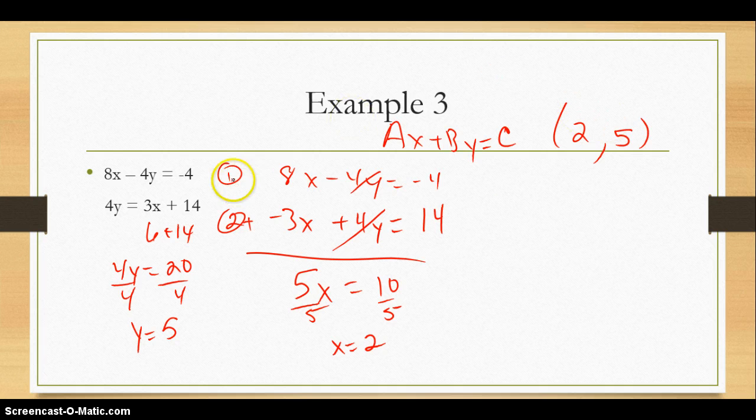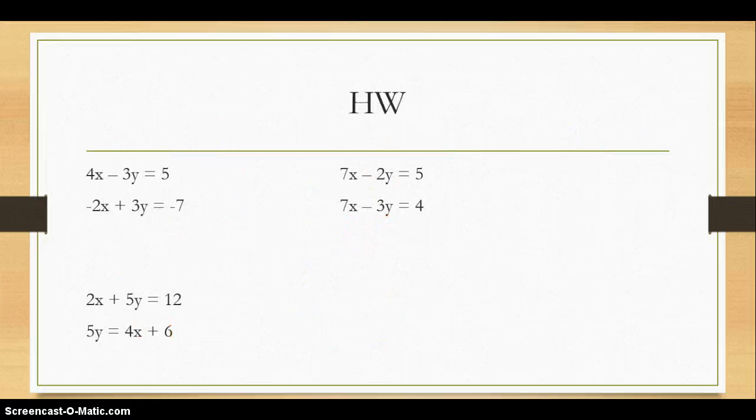So check it in the top one. 8 times 2 is 16, 4 times 5 is 20, 16 minus 20 is negative 4, so it checks out. So always check your work. Okay, really look at the linear system prior to solving the problem to see which method you should use, adding or subtracting, and always check your work.